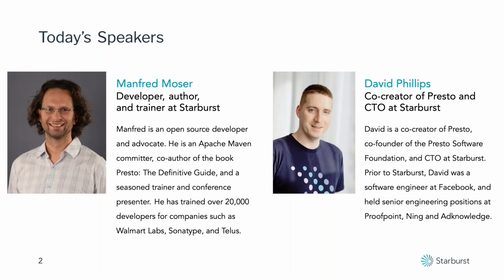My name is Manfred Moser. I'm a developer, author, and trainer at Starburst. I've been an open source hacker for a long time. Wrote a couple of books. Just recently, I finished the Presto the Definitive Guide, and I hope you all get a free copy from Starburst already. If not, make sure you get that.